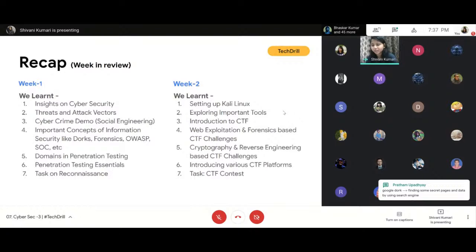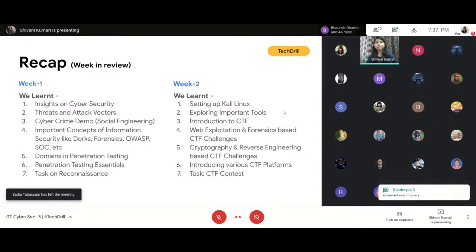Finding some secret pages and data by using searching. It's an advanced searching technique. By using Google Dorks, we can search for the exact result we are looking for.